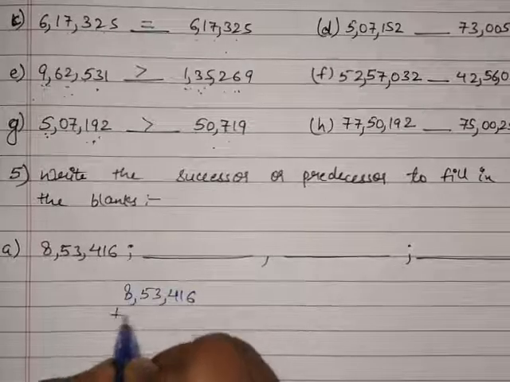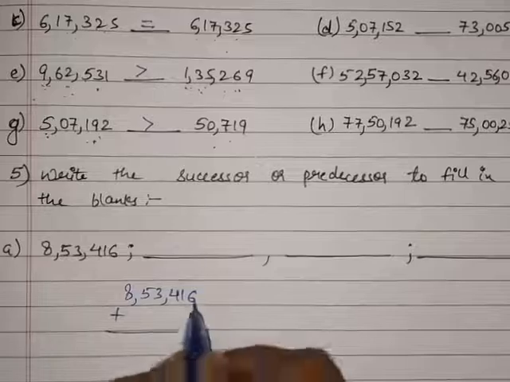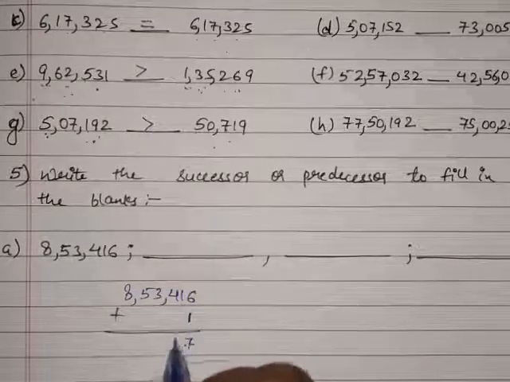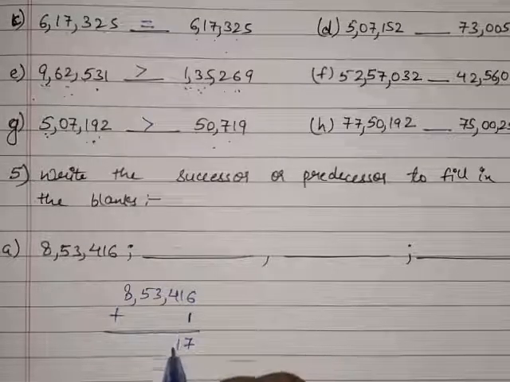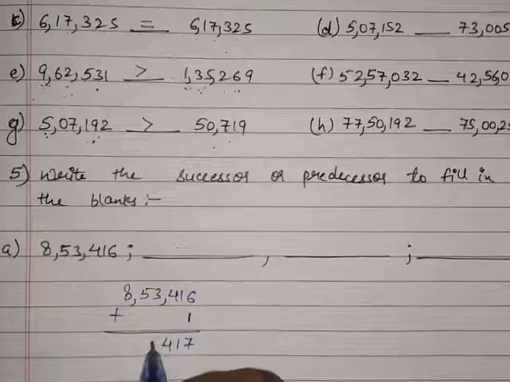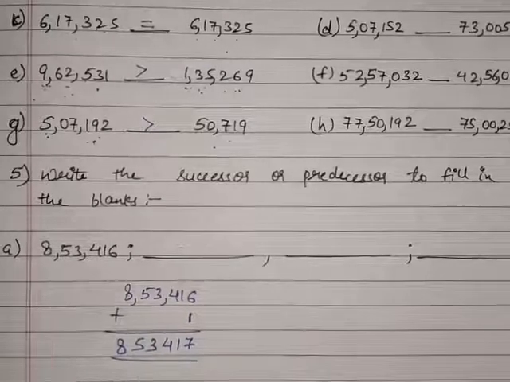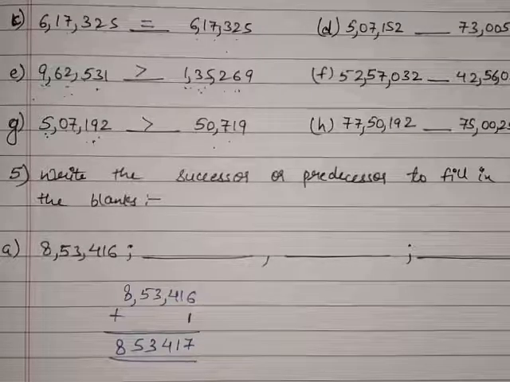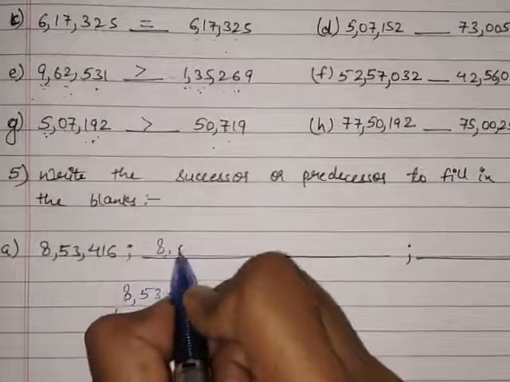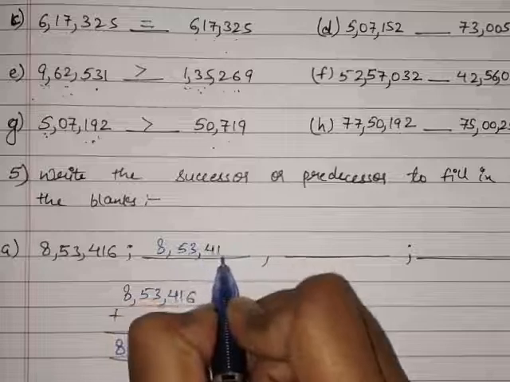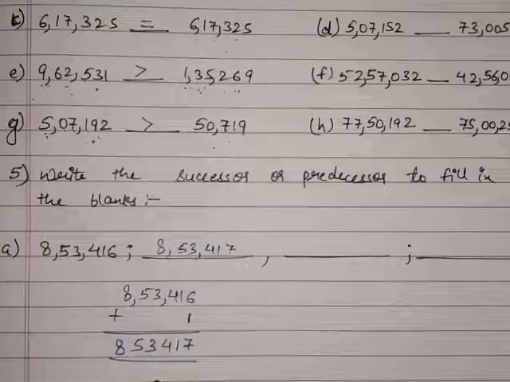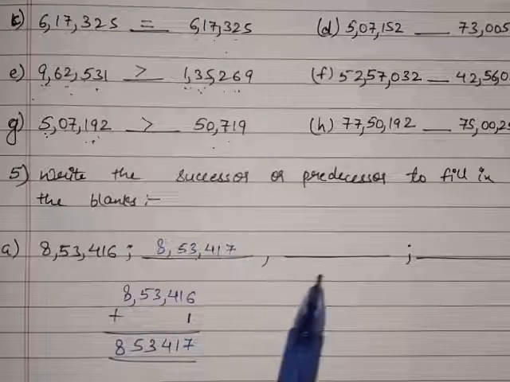8,53,416 plus 1. So see what we will get? 6 plus 1, 7. 1 plus 0, 1. 4 plus 0, 4. 3 plus 0, 3. 5 plus 0, 5. 8 plus 0, 8. So what is the successor of the number? It is 8,53,417. Get it?